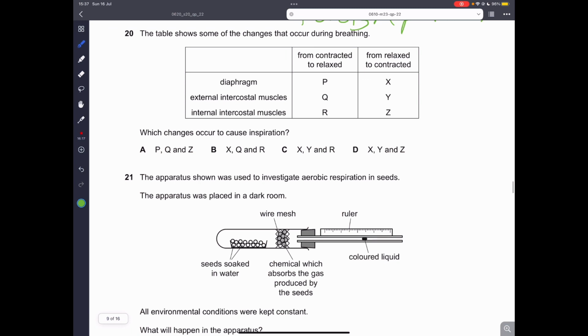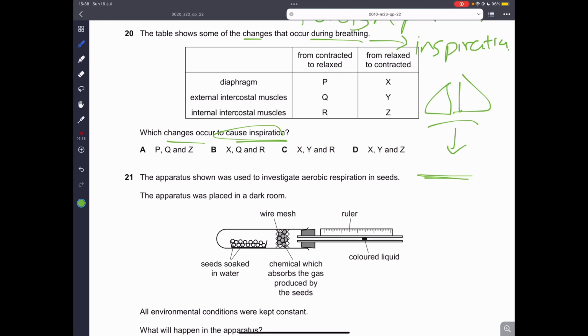Okay, question 20. The table shows some of the changes that occur during breathing. So this is inspiration. What changes occur to cause inspiration? To cause inspiration, I'm going to draw a diagram here. The diaphragm is going to contract. This is its relaxed form. This is the contracted form. So the diaphragm goes from relaxed to contracted, and the external intercostal muscle is going to also contract.